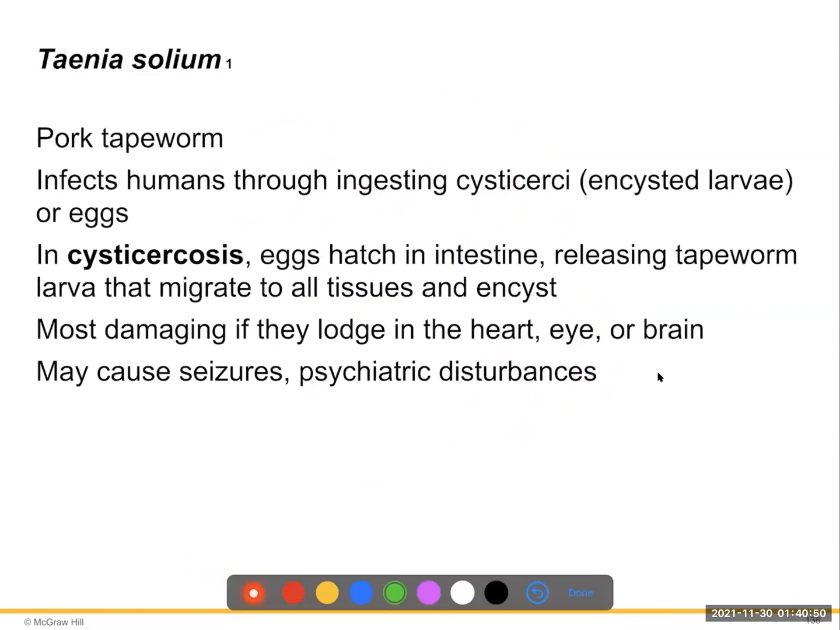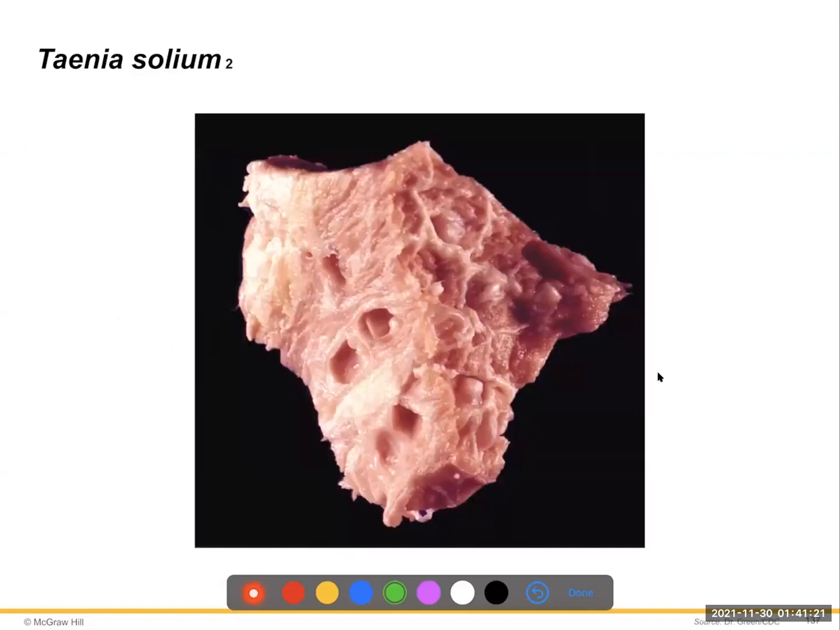The pork tapeworm, Taenia solium, infects humans through the ingestion of cysticerci, which is the encysted larvae or the egg. In cysticercosis, eggs hatch in the intestines and release tapeworm larvae that migrate to all tissues and become encysted. They form that cyst again. Most damaging if they lodge in the heart, in your eye, or in your brain. They can cause seizures or psychiatric disturbances, depending on where they lodge. This is what they look like, how they lodge in the tissues. They burrow their holes in. You can see it inside the tissue.